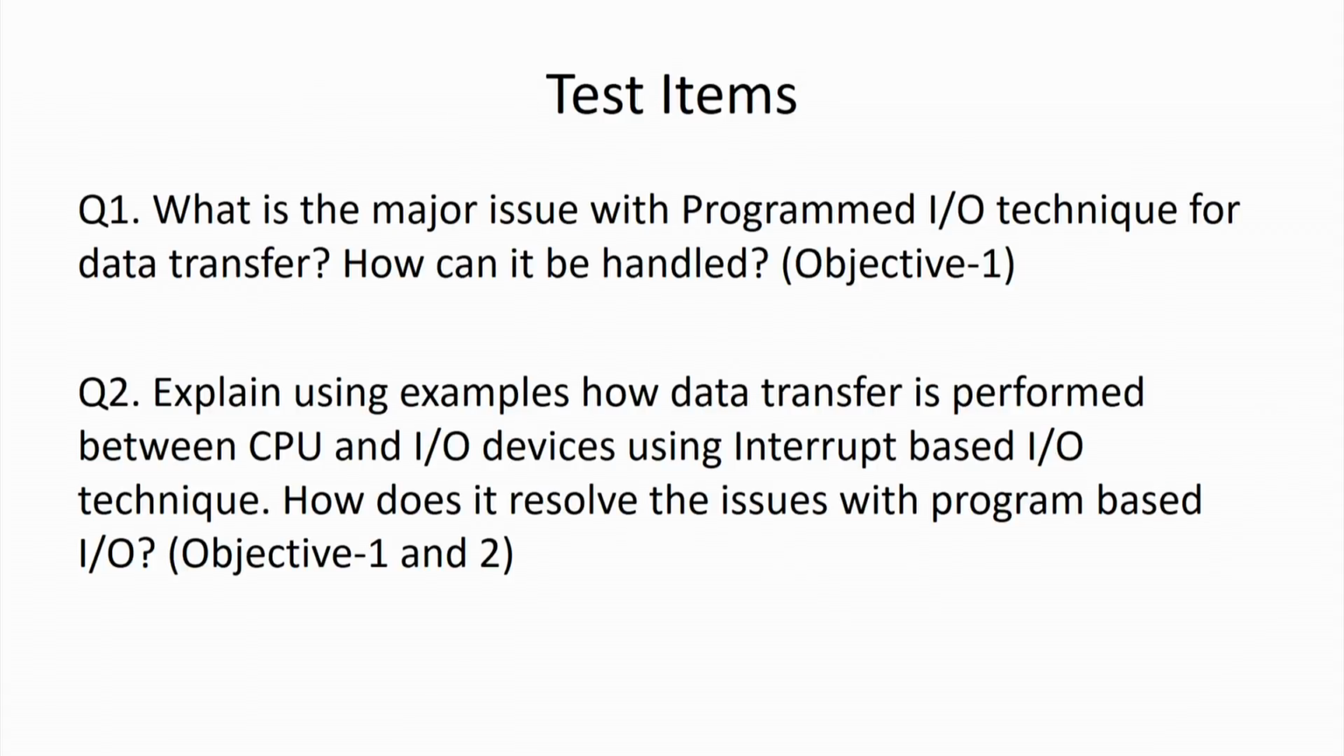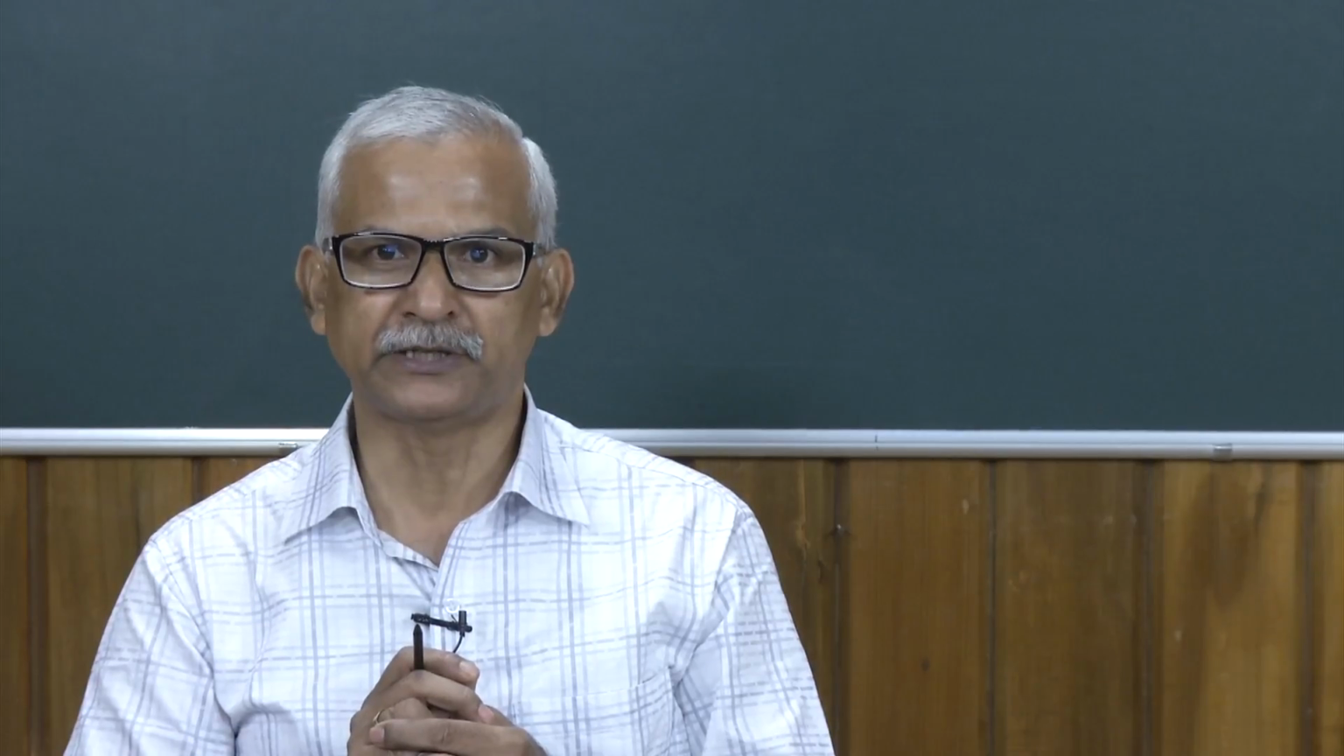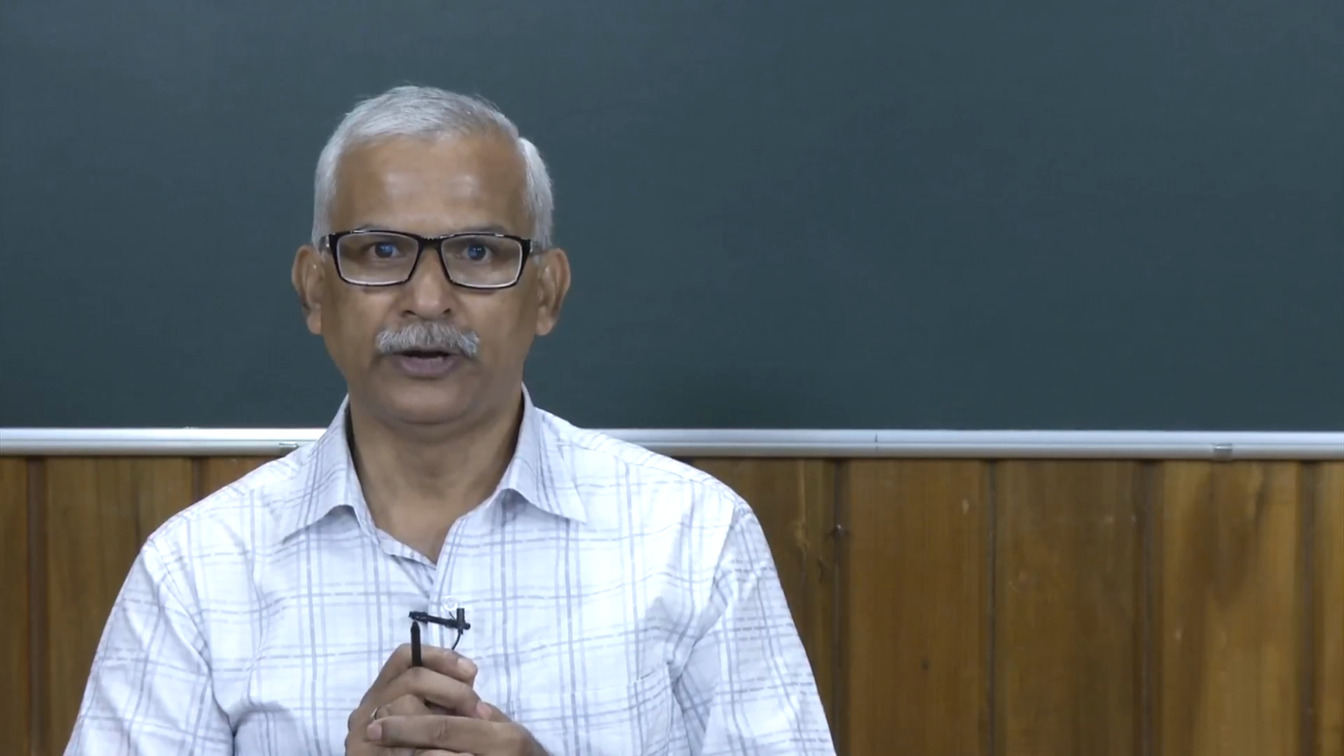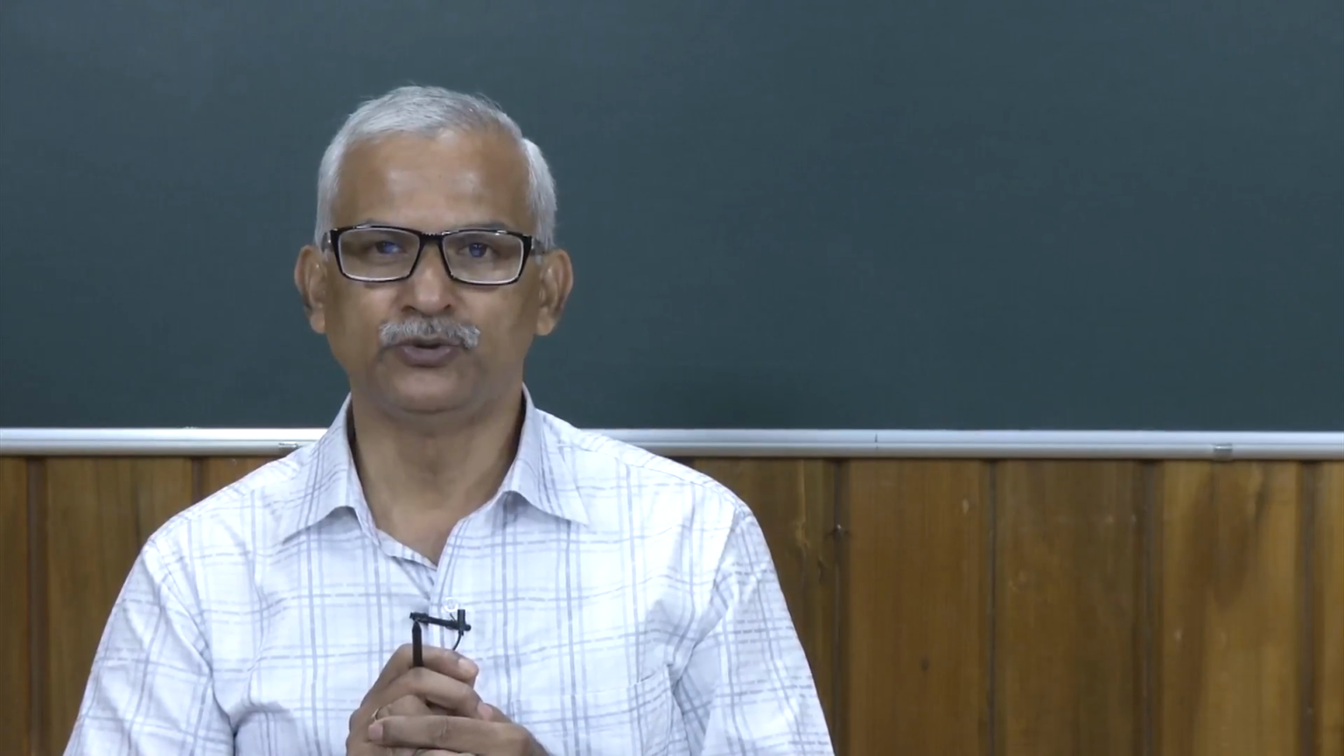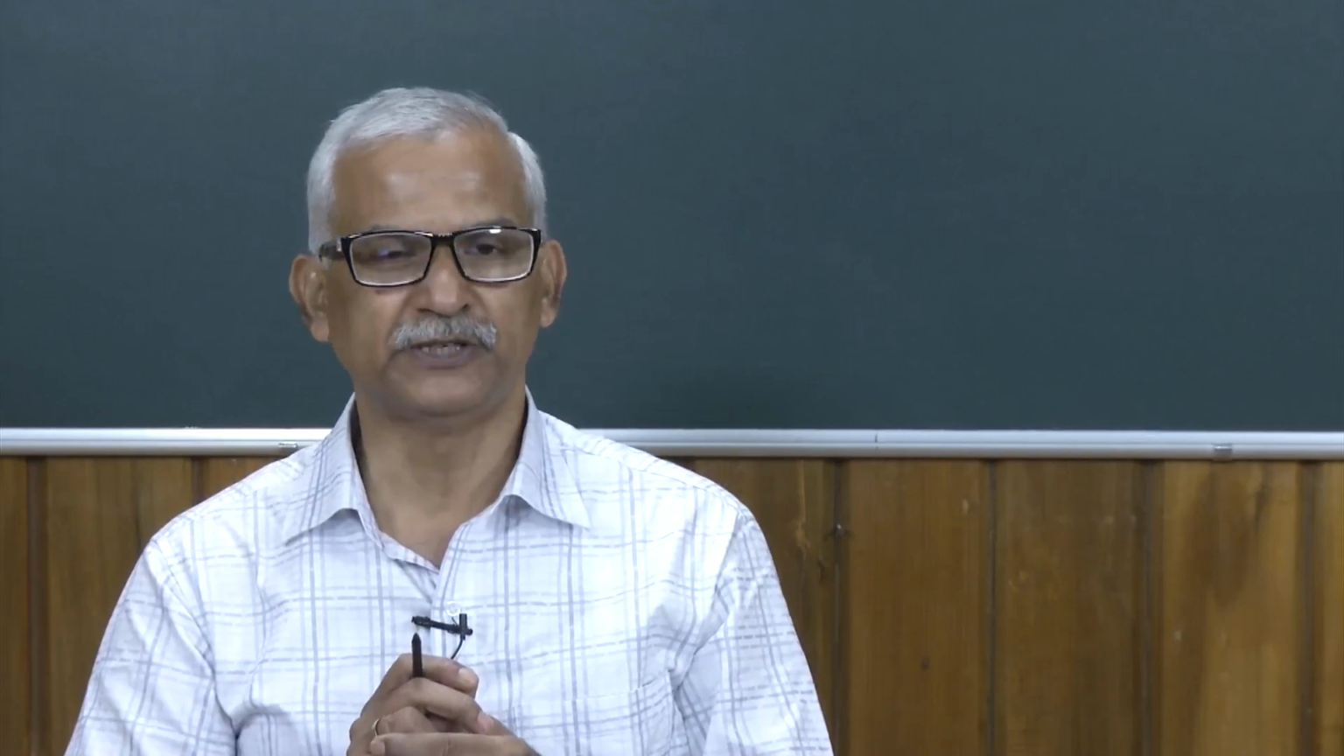Now, you just see some test items. The first test item asks: what are the major issues with the program IO technique for data transfer, and how can they be handled? This is the objective one, because we know the problem in program IO, and to handle it we come to interrupt driven IO. Question 2: explain using examples how data transfer is performed between CPU and IO devices using the interrupt based IO technique. How does it resolve the issues with program based IO? So this is basically objectives 1 and 2.